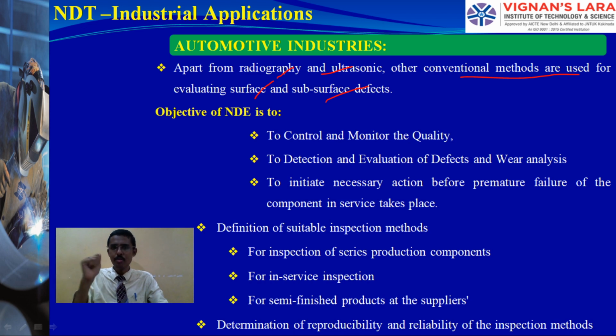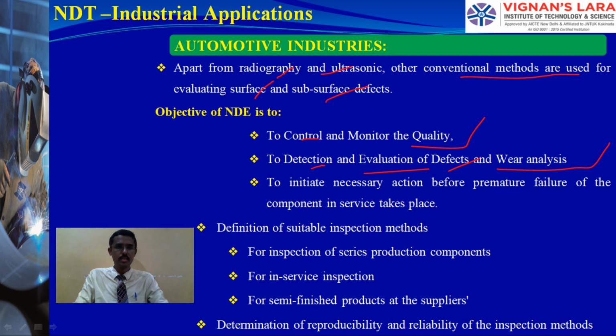So what is our main objective here now? The main objective is to control and monitor the quality. This is general, not only for automobile, not only for aerospace, not only for railways and preservation. For all components wherever we are doing any manufacturing treatments, definitely the NDT objective is to maintain and control the quality. Next, detection and evaluation of defects, and wear analysis also to be done. Maybe friction wear happens, heat treatments, all things. Heat and friction happen, so wear has to be analyzed.